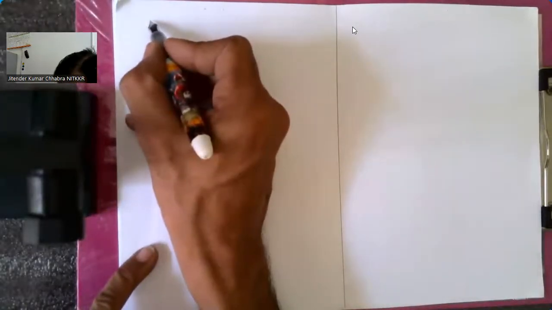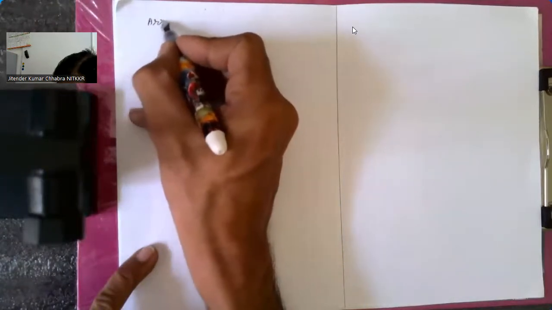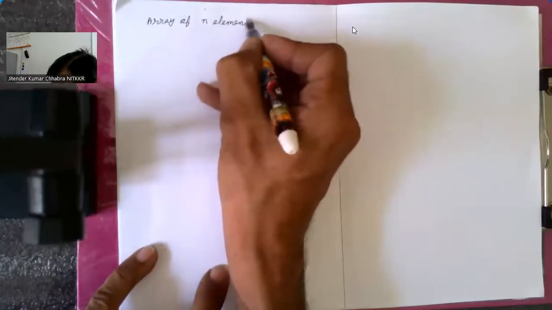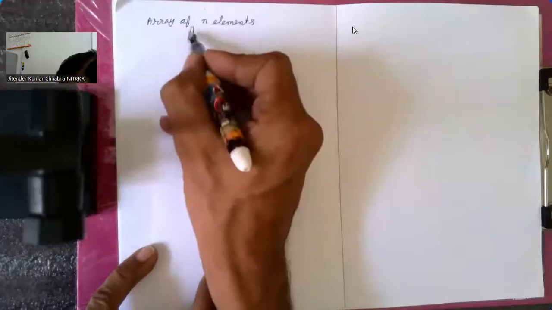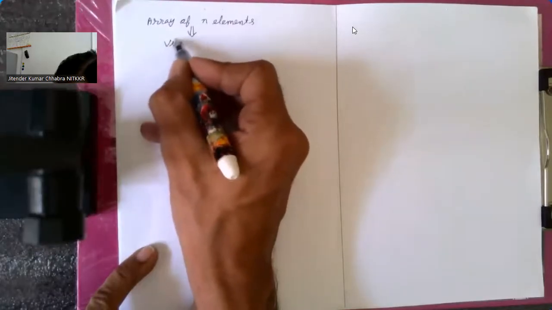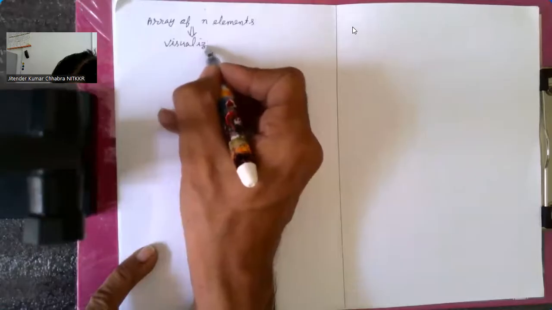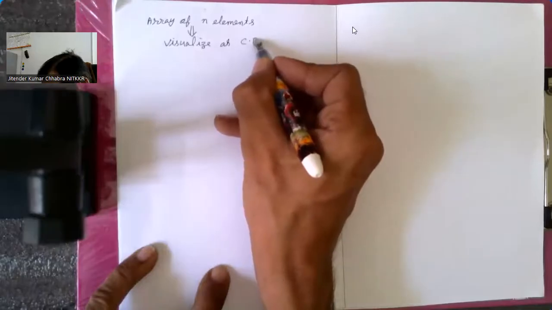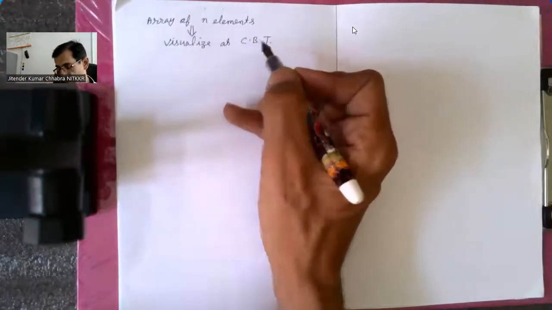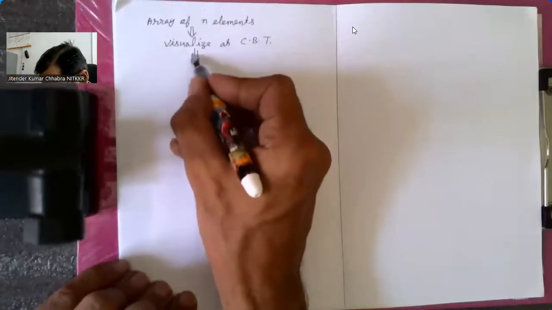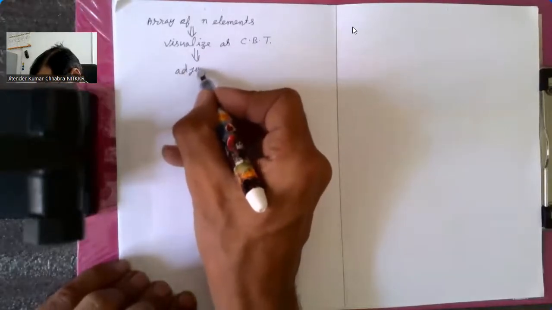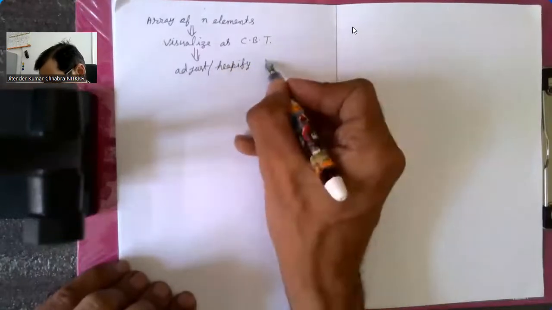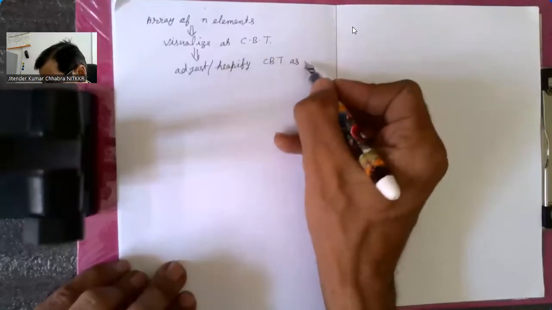So I will say I have an array of n elements. Once I have an array of n elements, it is stored as an array, but you will visualize it, or logically think of it, as a complete binary tree. Now, once you visualize it as a complete binary tree, I will say adjust it, or another word for it is heapify your CBT as a max heap.